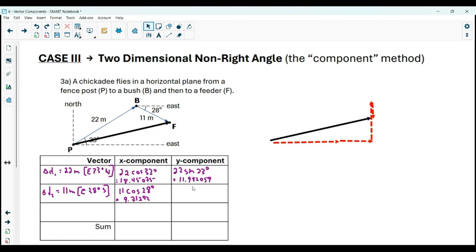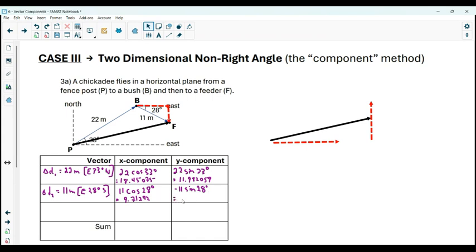Here's a catch. This one is going to end up being negative, right? I can see my x component's going in the positive x direction. My y component is going down. So my y component is actually going to be a negative value. So I'm going to put in a negative value there. I'm going to say negative 11 sine 28 degrees.